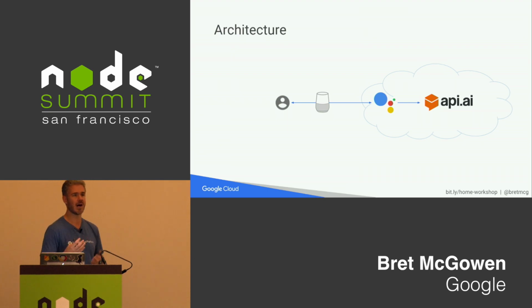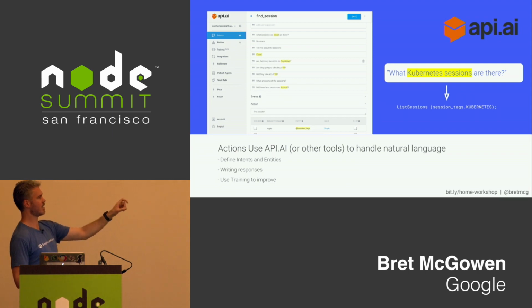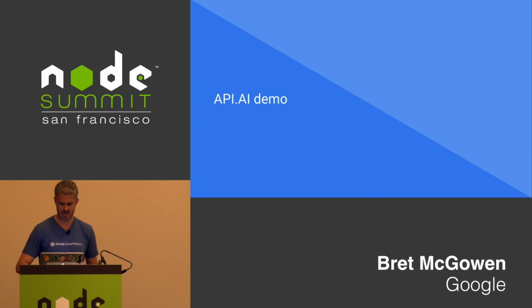Difference between hello, hi, greetings, what's up. You kind of all want those to map to the same entities. And API.AI is a tool that lets you do that. So for example, you could say, what Kubernetes sessions are there if I had a Node Summit app? And it would know, OK, Kubernetes and sessions are certain entities that I want to extract and pass to your custom logic. So let's take a quick demo of that.